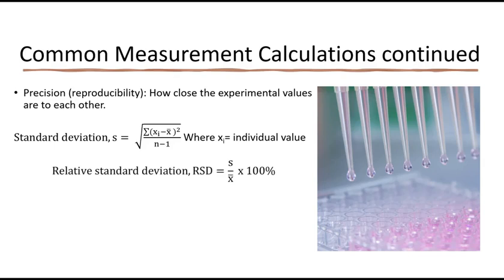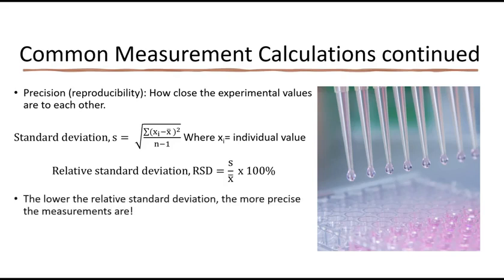It's a little bit tricky to see whether or not the standard deviation value is a good value or a poor value. So oftentimes we may calculate the relative standard deviation, or the RSD. The relative standard deviation is obtained by taking the standard deviation s and dividing it by the average value, or x bar. Then we multiply by 100%. If the values are very close to each other, the relative standard deviation will be very, very low. But if they're far apart from each other, then it will be high. So the lower the relative standard deviation, the more precise the measurements are, the better.